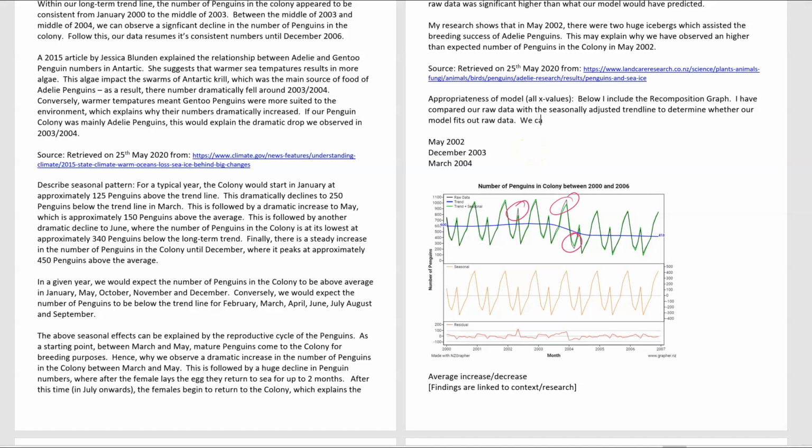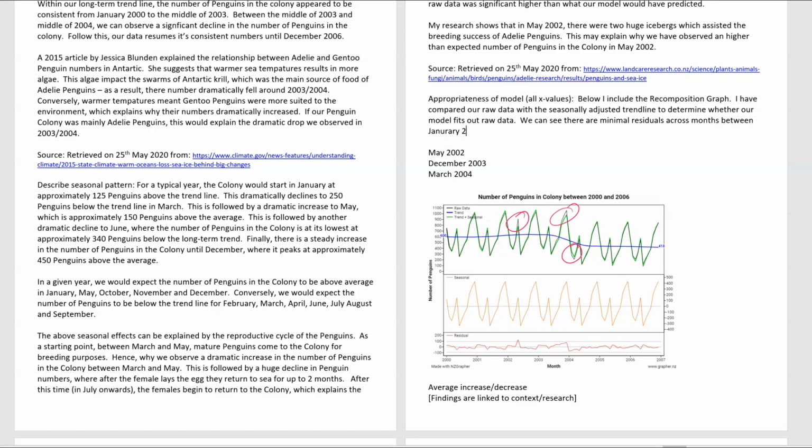So we can see there are minimal residuals across all points. Maybe we'll be specific, across all months between January 2000 and December 2006, with 3 exceptions.